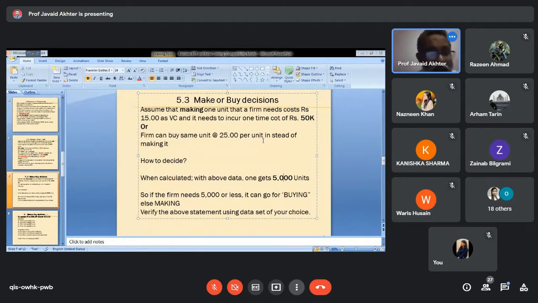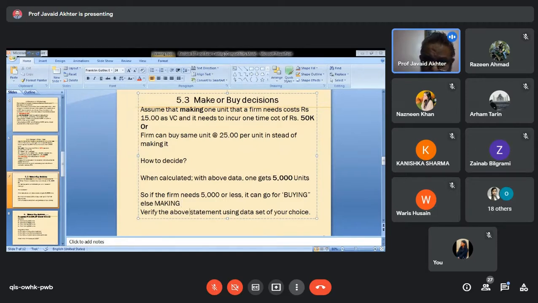You have reached a particular level. That level suggests what to do above and below. If the firm needs 5,000 or less, it is better to buy. And if it needs more than 5,000 units, it is better to make. You can verify it in the next slide, where I have explained it.